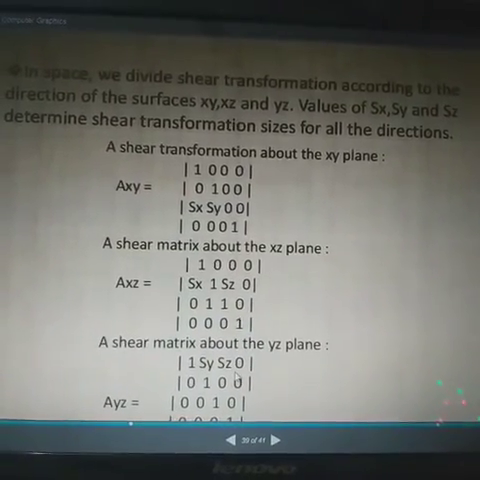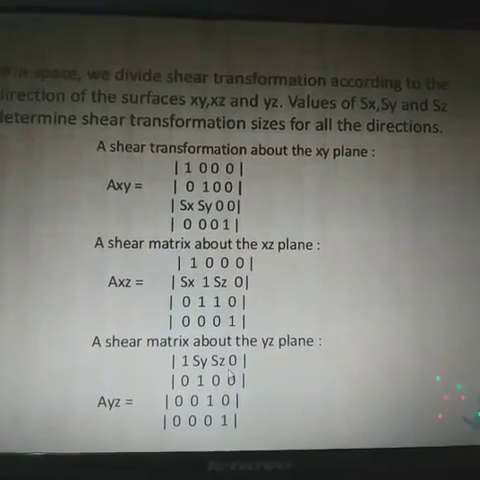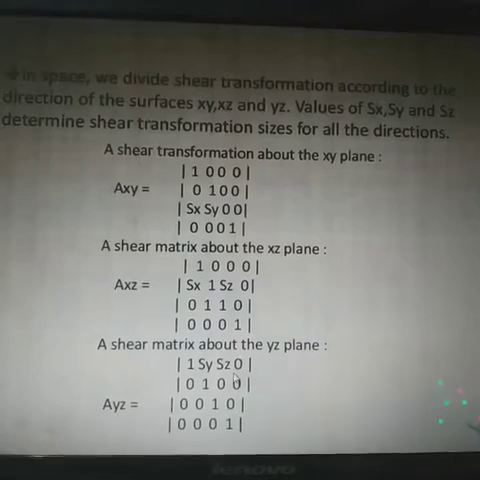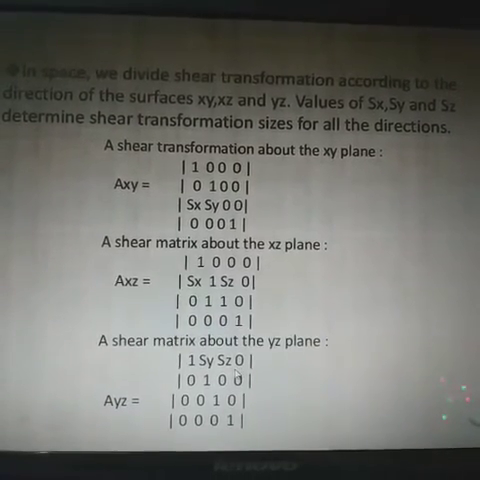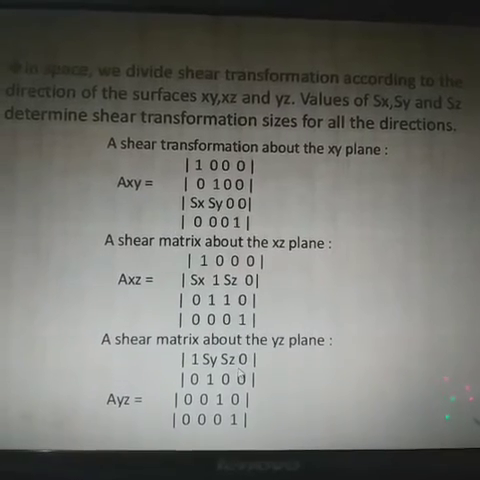So we are dividing the shearing transformation according to the directions of the surfaces xy, yz, and xz. The values of sx, sy, and sz determine the shearing transformation sizes for all the directions.